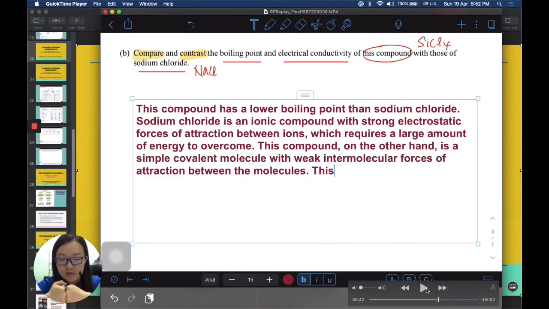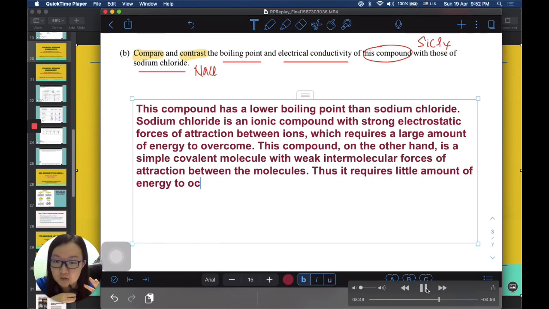If you look at things at the micro level, which is what we are studying for chemistry, you will realize that there are strong electrostatic forces of attraction between the ions. Therefore, on a more macro scale, when you want to melt your salt, it is very difficult. It requires a large amount of energy to overcome. Then going on to the covalent one, the covalent compound, on the other hand, is just a simple covalent molecule with a simple molecular structure, with weak intermolecular forces of attraction between the molecules. So this requires only a little amount of energy to overcome.